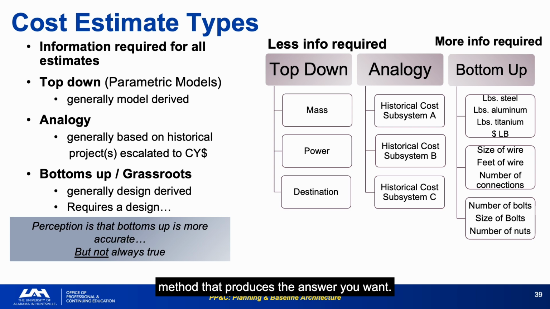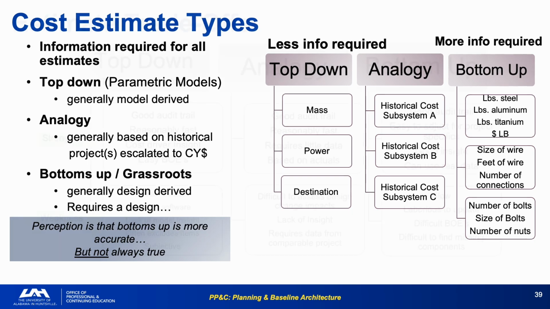The perception that bottoms-up is always more accurate is a common misconception. Early in the life cycle, a well-calibrated parametric model drawing on hundreds of historical programs can be more accurate than a bottoms-up built on incomplete requirements. The appropriate method depends on where you are in the life cycle and what data you have. Using a bottoms-up approach in phase A when you do not have design definition produces false precision. The estimate looks more rigorous than it is.